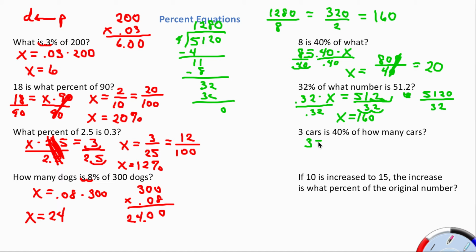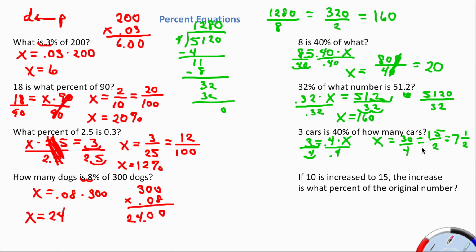3 is 0.4. I don't need that 0 at the end. I know we kept it up there just for emphasis. Of how many cars? Get the x by itself. Let's divide by 0.4. If I've got to move that decimal 1 time, I've got to move that one 1 time. So now I have x is 30 divided by 4. Okay, well, if I divide both of these by 2, I get 15 divided by 2. Okay, 15 divided by 2, that's 7.5.